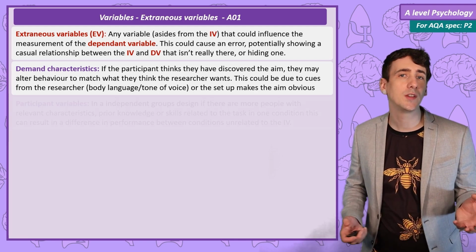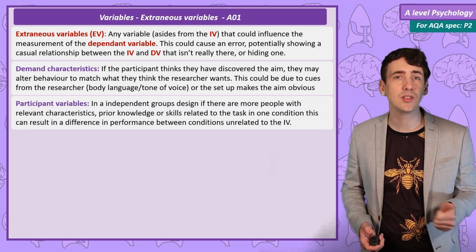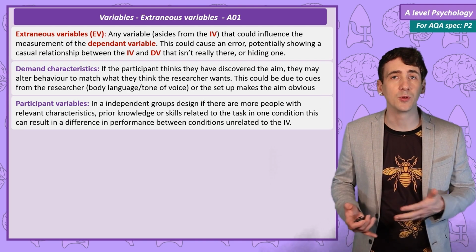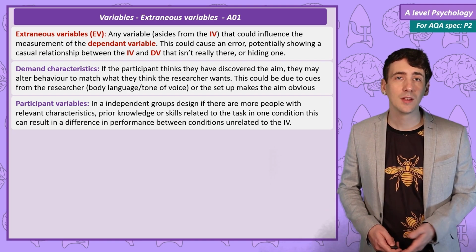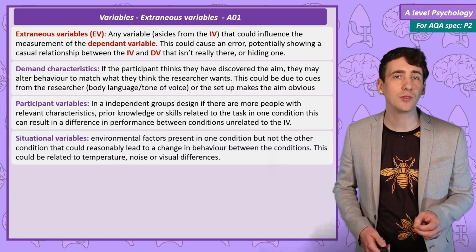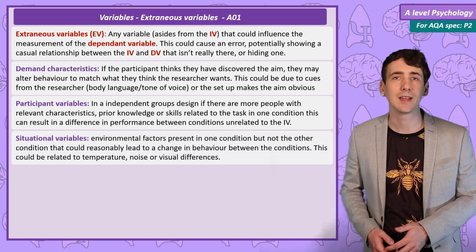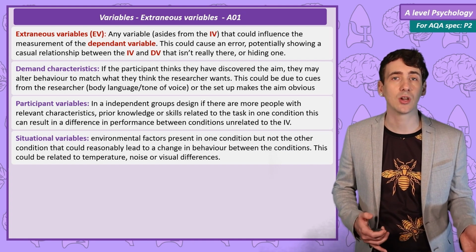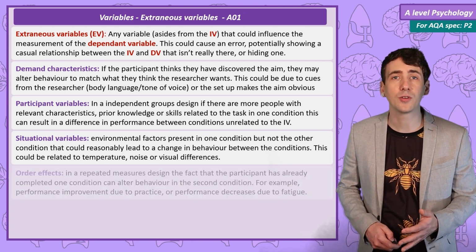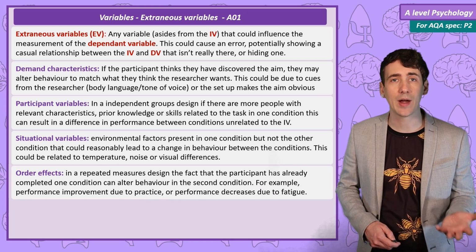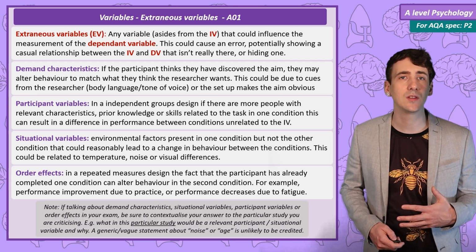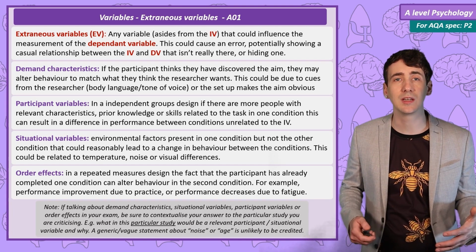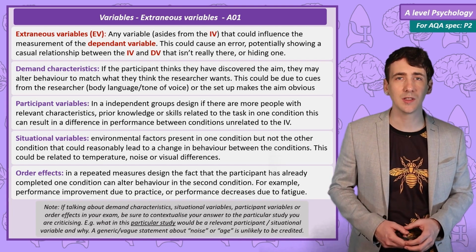Other examples are participant variables. Characteristics like age, gender, and cultural background can influence behavior, as well as any prior knowledge or skills related to the task. Situational variables are environmental factors that could influence performance, like any noise in the lab, maybe the temperature or visual displays. Order effects, so in a repeated measures design, practice or fatigue could be an additional variable. So you can imagine how these factors, especially if they vary significantly between the conditions, can influence the performance of participants.